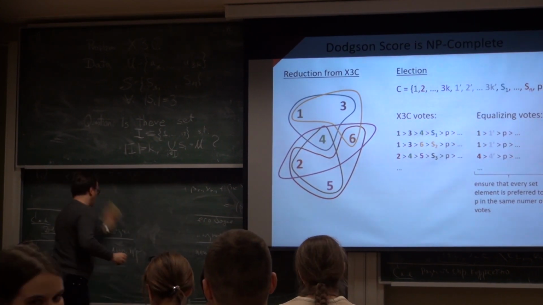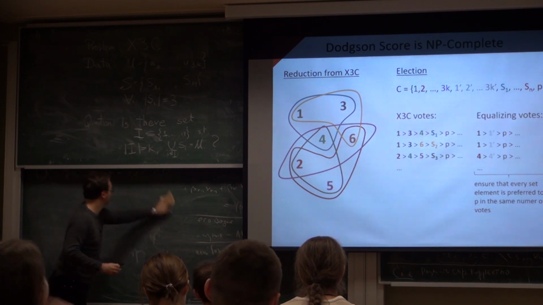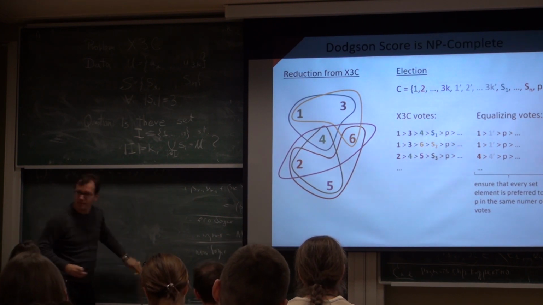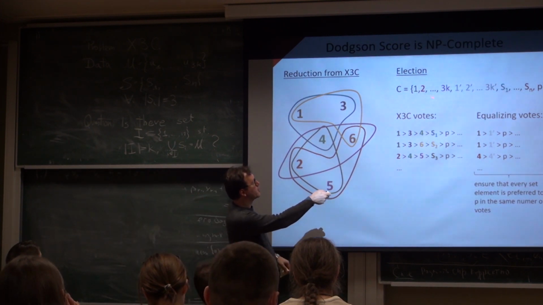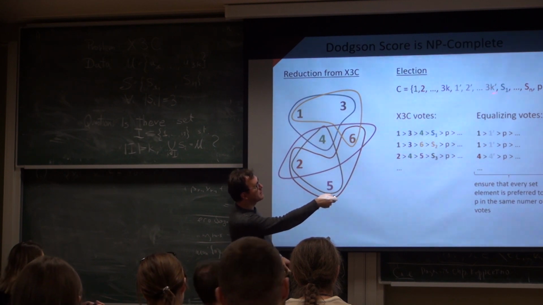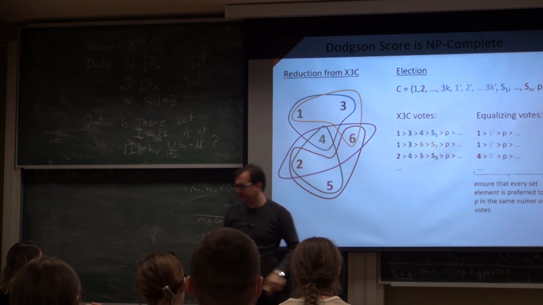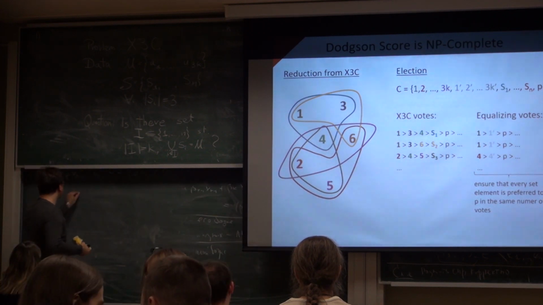What is P? P is a special candidate. I will be interested in his Dodgson score. Is it one of them, or an arbitrary candidate? No, it's an extra guy. So I have 3k of these, 3k of these, n of these. So I have 6k plus n plus 1 candidates. Okay, so let's say that the X3C votes.